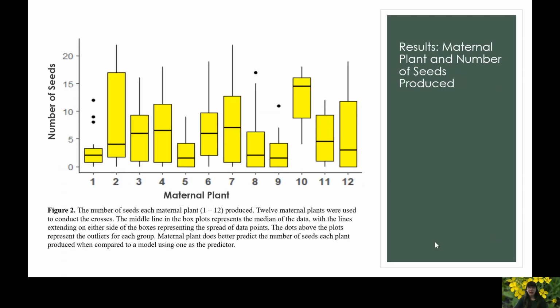This is another example of a box plot that I created that shows the number of seeds produced by each maternal plant used. The x-axis indicates which of the 12 maternal plants we're looking at, and the y-axis is the number of seeds that were produced on each plant. 12 plants were used to conduct the crosses on, and it was found that maternal plant does significantly affect the number of seeds produced.